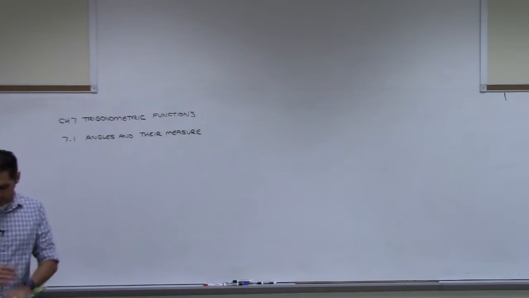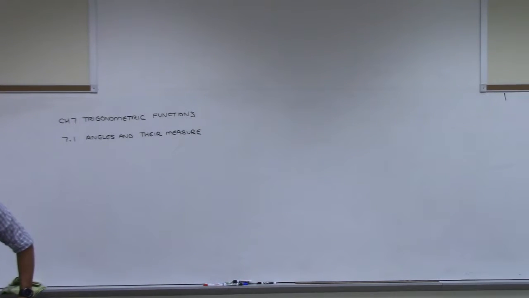All right. Let's go ahead and start chapter 7, trigonometric functions. This is a very long chapter. There's a lot in here. We're going to start off with 7.1, angles and measures. And we're actually going to cover 7.1, 7.2, 7.3, 7.4, 7.5. Then we'll have our exam. And then 7.6, 7.7, 7.8. So we'll be in this chapter for quite some time.